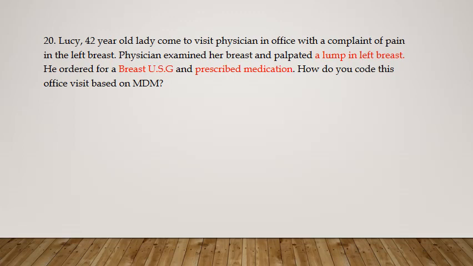Then in the data table, just ordering of one USG is only mentioned. You can't take it as low or moderate. No criteria are satisfied. But go to the next one, prescribed medication. Prescription of a medication comes under moderate. So since in the problem table you got moderate and in the risk table you got moderate, you can take it as moderate. And here there is no evidence to tell that the lady is an established patient, so you can take it as a new patient. So new patient with moderate MDM is 99204.